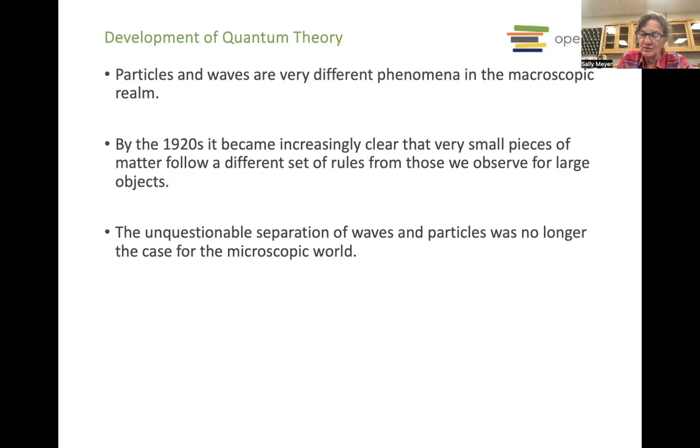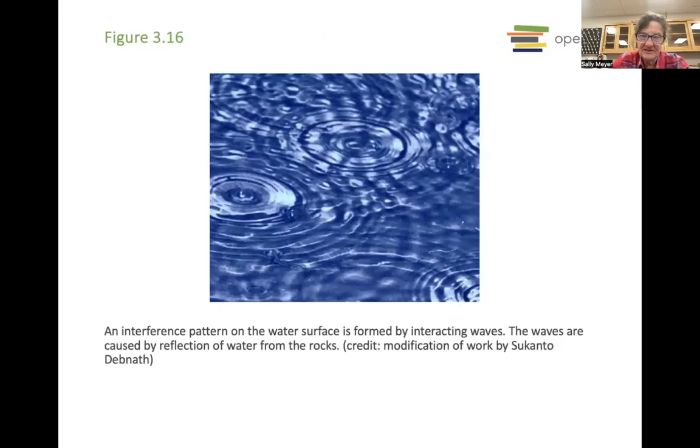Having that dual nature is really the fundamental concept in quantum mechanics. And this is just a pattern to remind you of what it means to have wave nature. This shows you the interference pattern of waves in water. And now we're saying that electrons themselves have some sort of wave nature and an interference pattern.